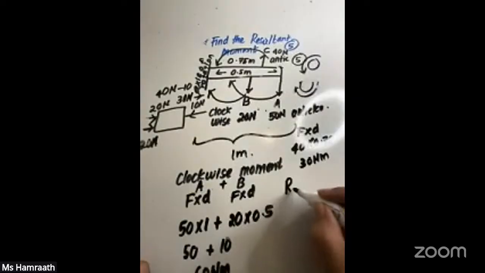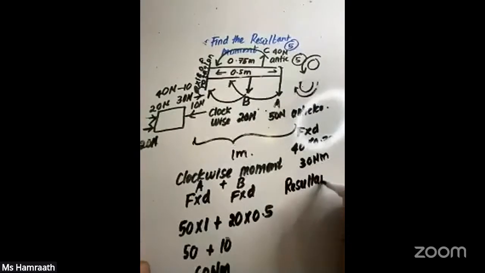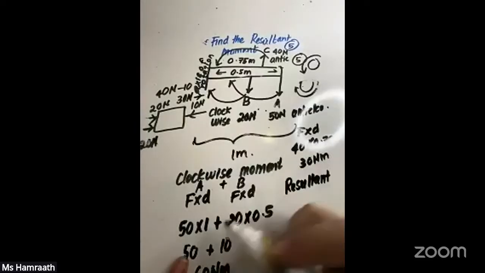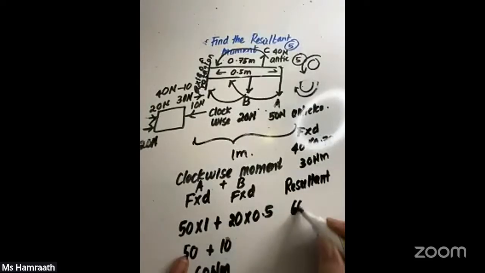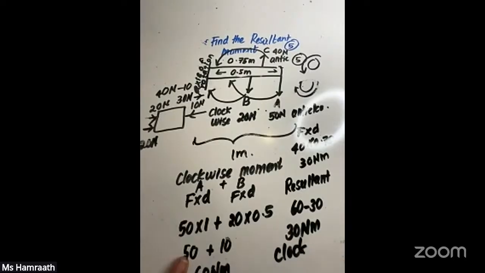So if you wanted to find the resultant moment, clockwise and anti-clockwise are opposite, so what can you do? 60 subtracted by 30 Newton meter. Your answer is 30 Newton meter towards the clockwise. So that should be your answer. Clear with that? Got the idea? If you have got the answer as 30, you are correct. If you have got the answer as 60, that means you need to improve. If you have made some mistakes, try to realize.